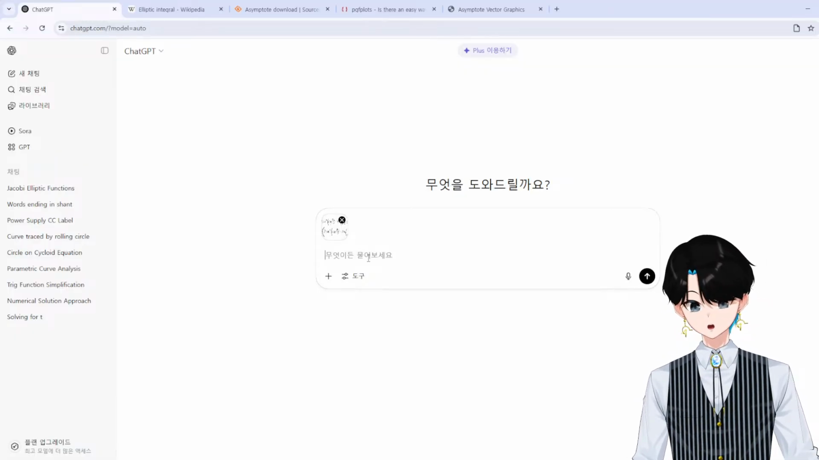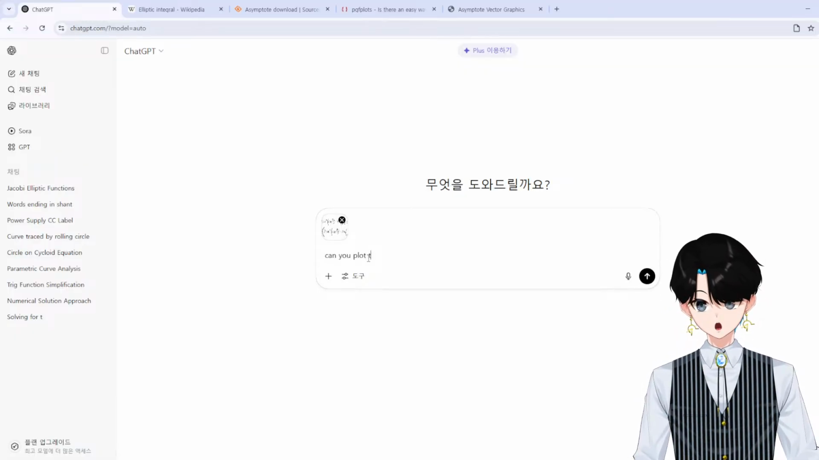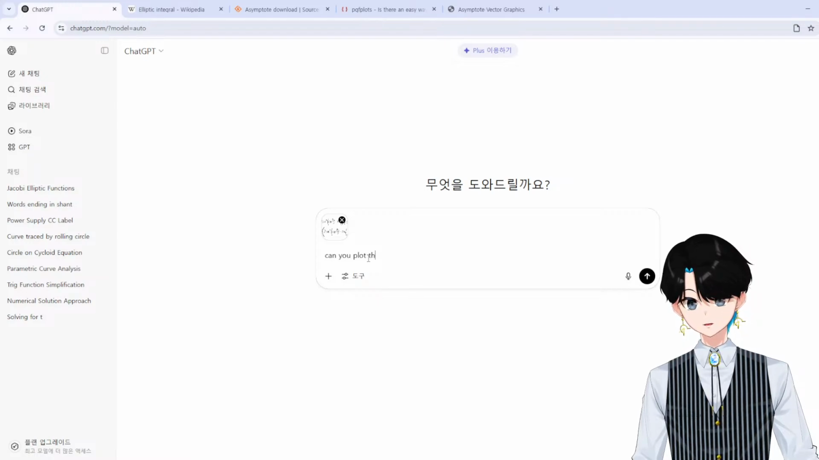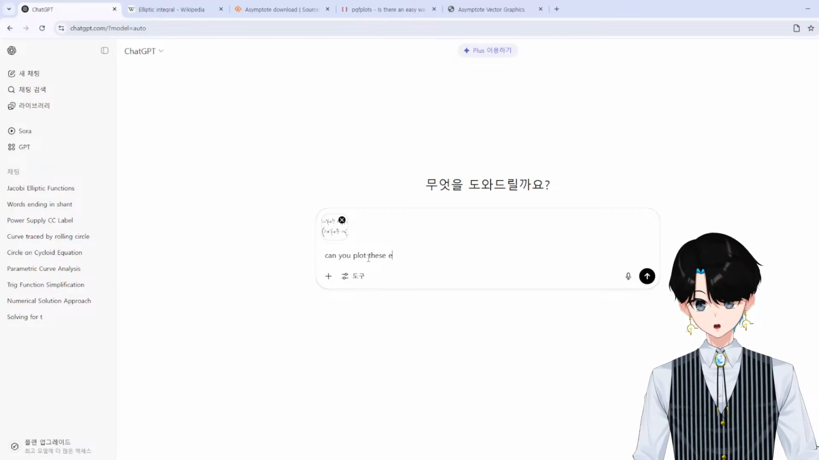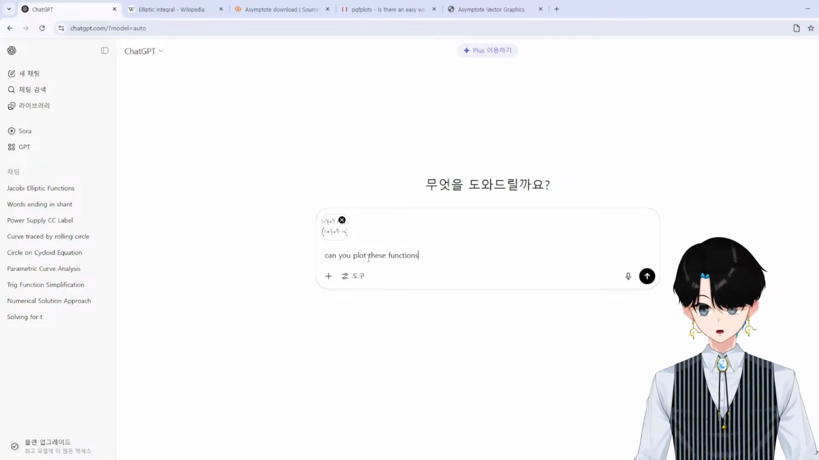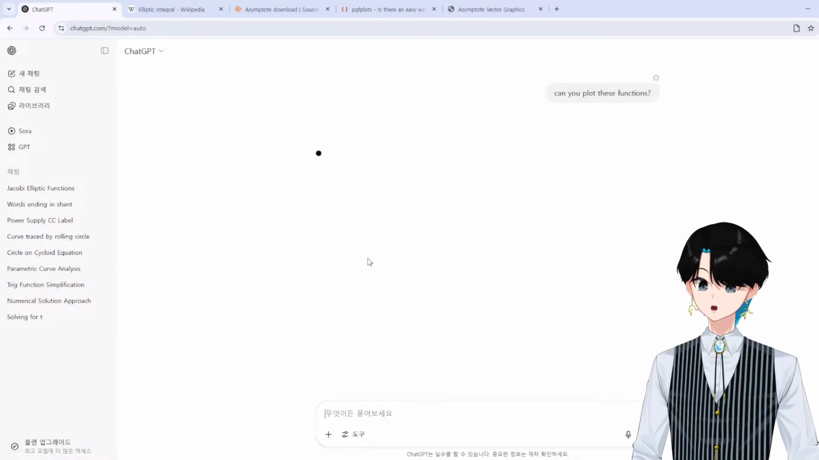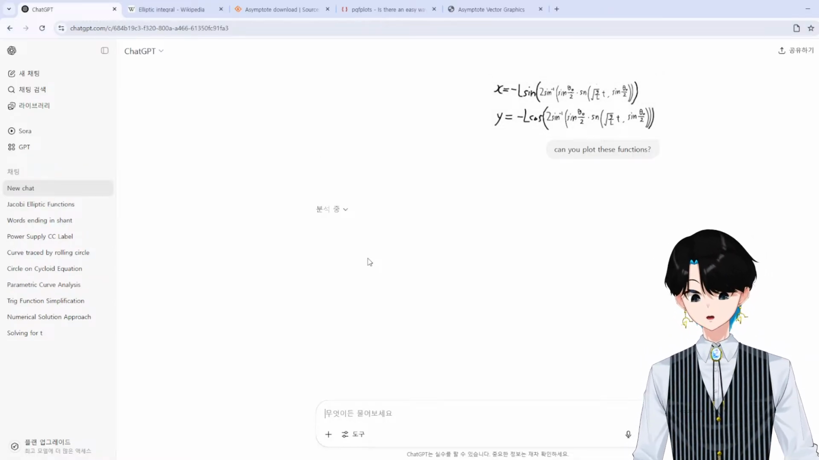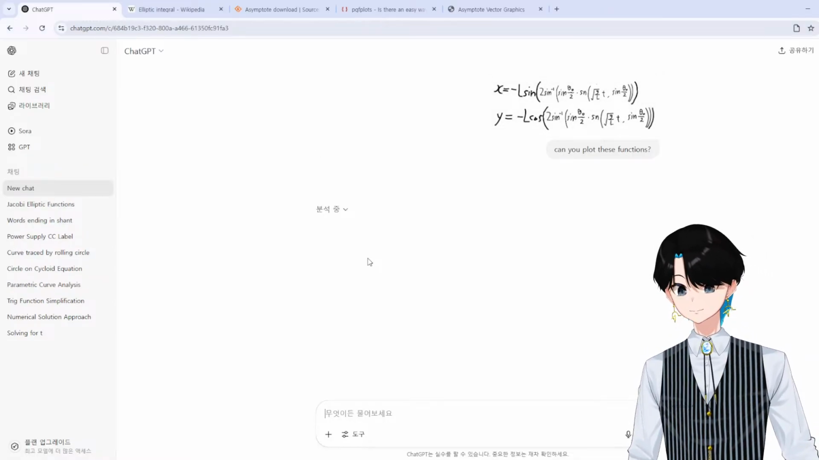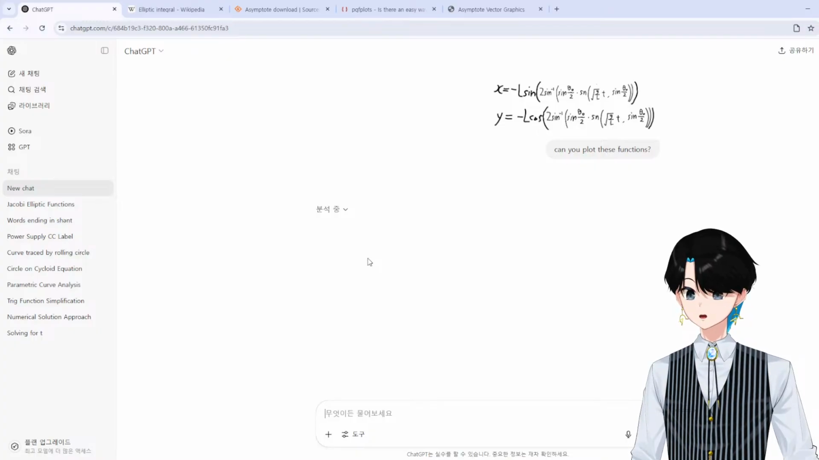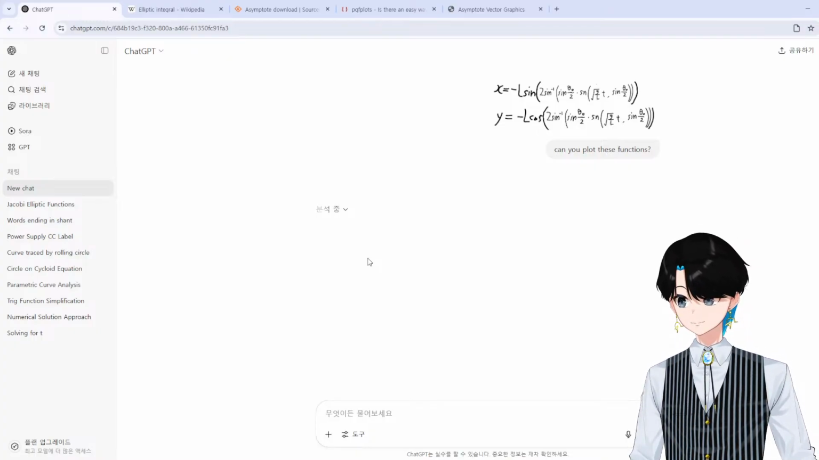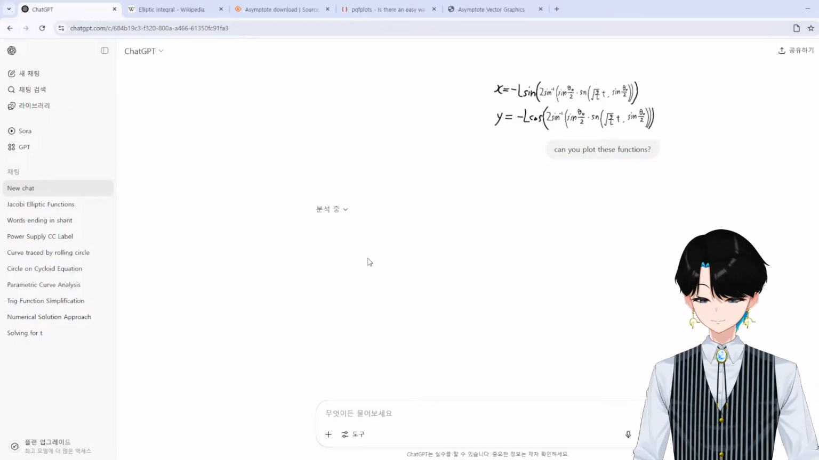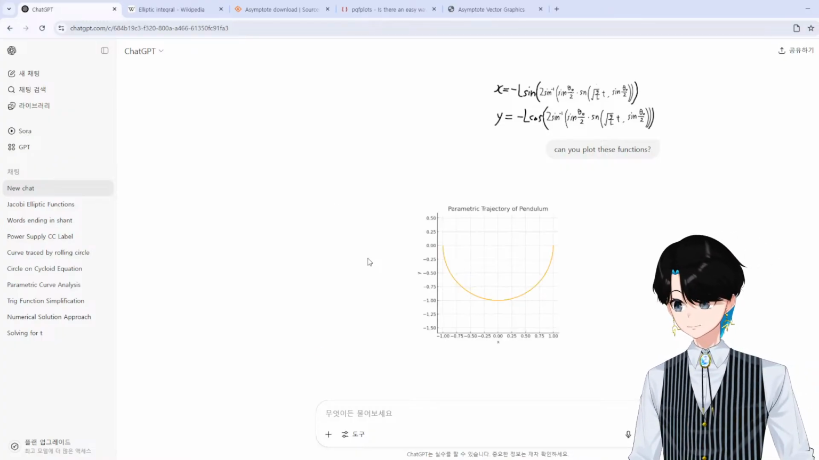Can you plot these functions? I'm going to plot these functions. Okay. I'm pretty sure that GPT would definitely find out that, oh, this guy is trying to plot the pendulum trajectory.